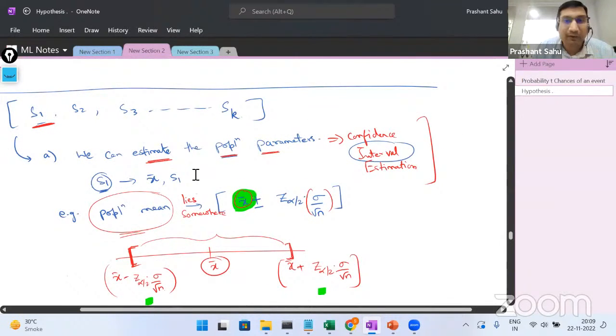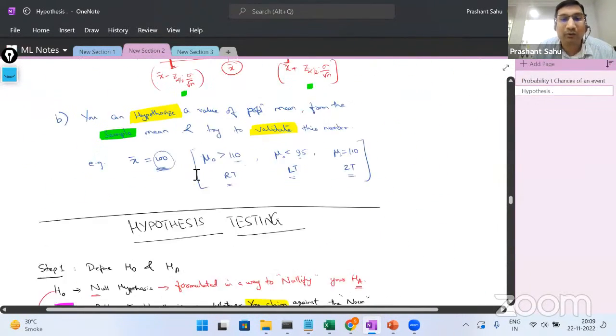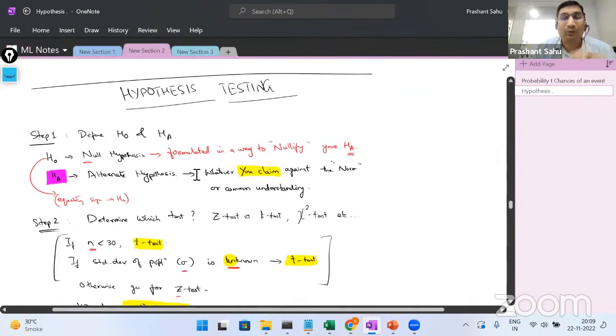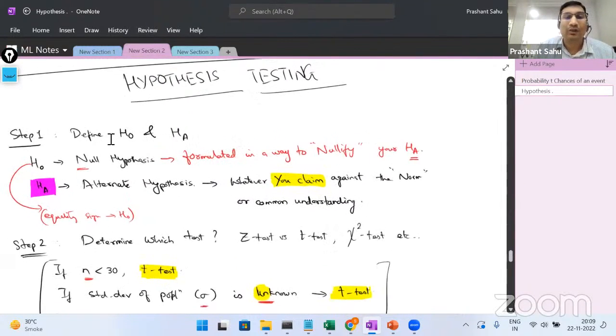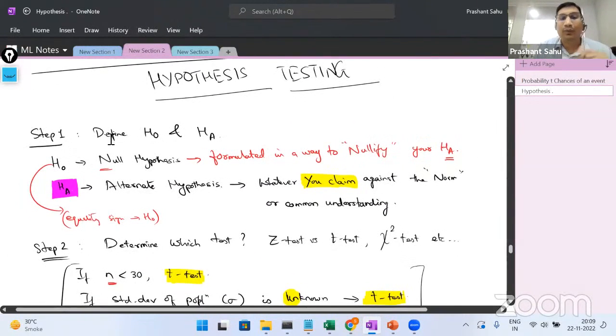So I'll come back to this part, but directly now let's go to the hypothesis testing. So what are the steps involved? Number one, you have to define the null hypothesis and the alternate hypothesis. What is the null hypothesis? You should formulate the null hypothesis later. You should always formulate the alternate hypothesis first.